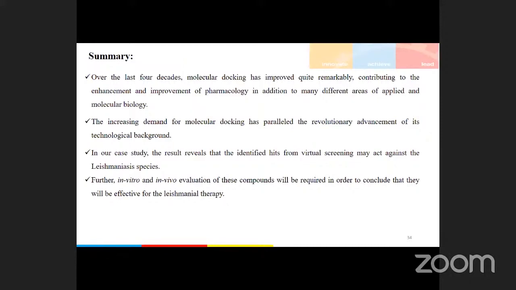Similarly, in our case study, the results reveal that the identified hits from virtual screening may act against this leishmanial species. For that reason, further in vitro and in vivo evaluation of these compounds will be required, which are in the pipeline, in order to conclude that they will be effective for leishmanial therapy. So this is our final summary.